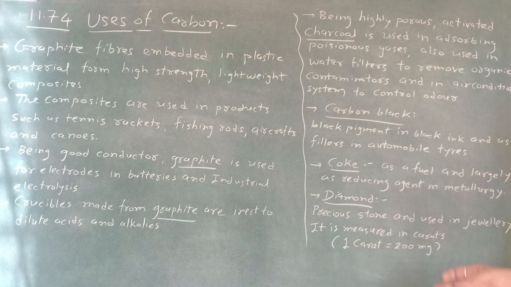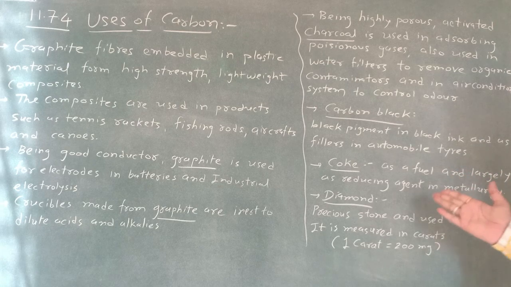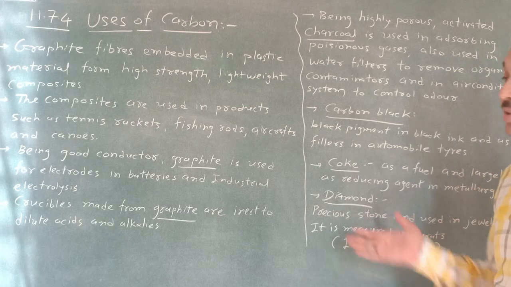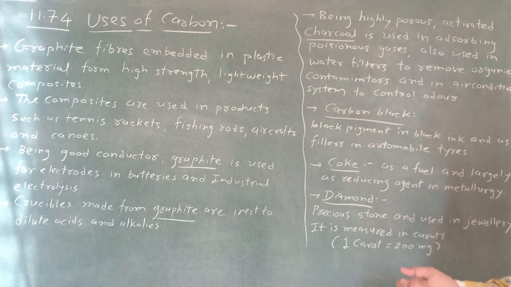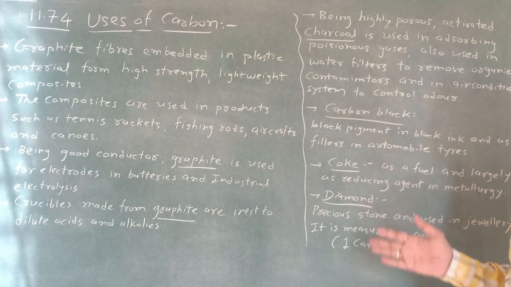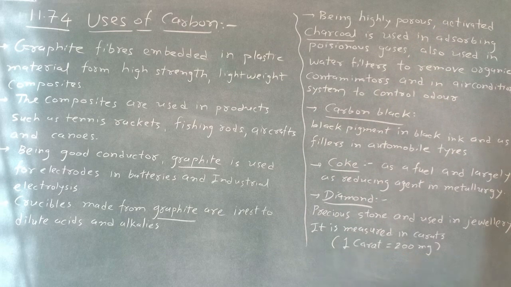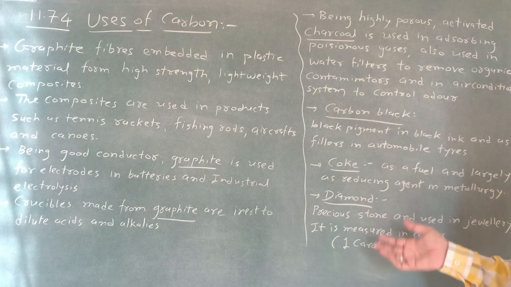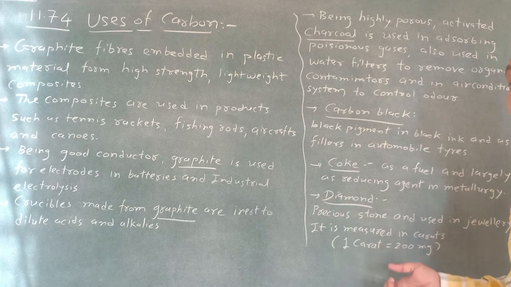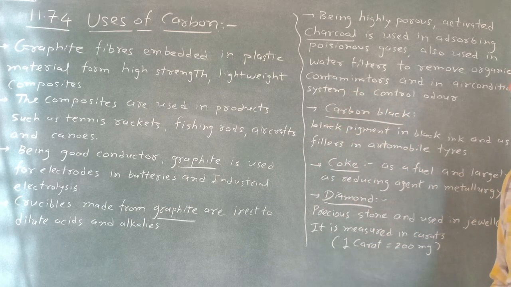So these are the uses of graphite, charcoal, carbon black, coke, and diamond. Write it completely from your NCERT textbook. Remember, it may be asked in your examination in the form of match the following, uses of carbon, or which particular pair is wrong from the following. So write it completely according to the NCERT textbook.